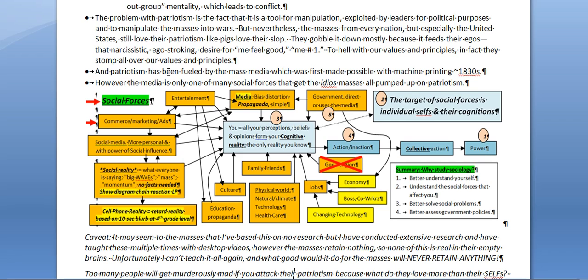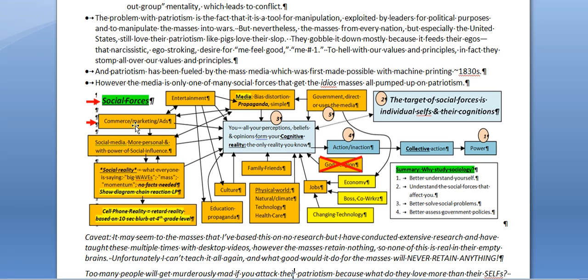And patriotism has been fueled by mass media, which was first made possible by machine printing around the 1830s. However, the media is only one of many types of social forces that get the masses all pumped up on patriotism. The government can do it. Media is one, mass media. Entertainment, all these patriotic movies. Mel Gibson stuff. Right? Clint Eastwood stuff. Any other patriotic movie.